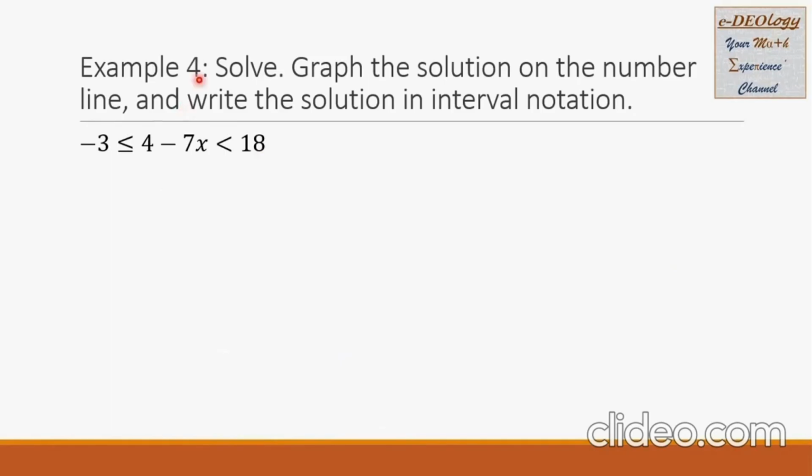Let's have example 4. Negative 3 is less than or equal to the binomial 4 minus 7x and is less than 18. This problem is a double inequality problem. So to solve this, we're going to simplify the inequality into this form, which means we want to make the middle term to be simplified into x only. All the other variables or numbers must be removed.